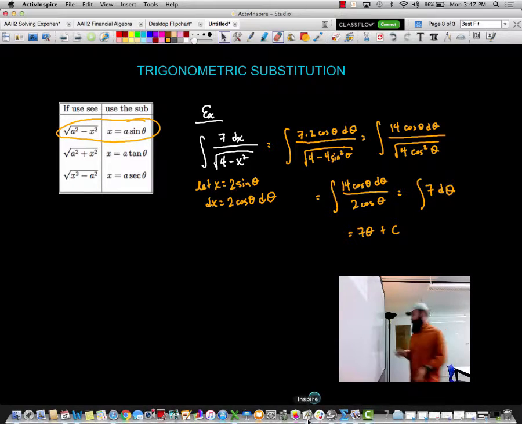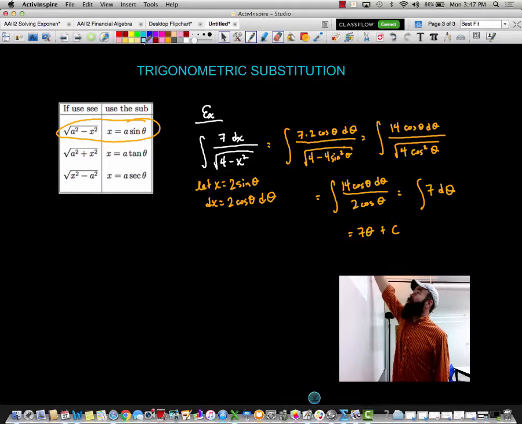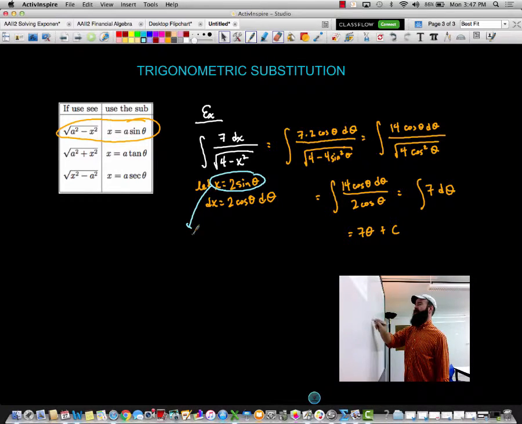So now I just need to get this into x instead of theta. And that is actually a pretty simple process. When I draw the triangle that represents this, I would need to get the theta by itself first. So that would be x over 2 equals sine theta. And then theta is inverse sine of x over 2.